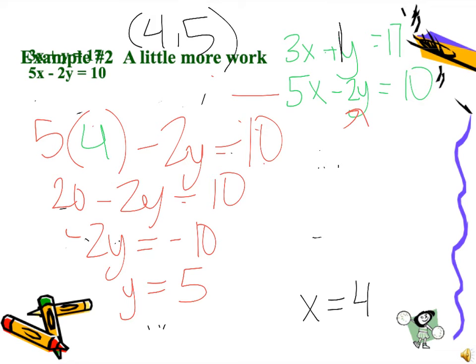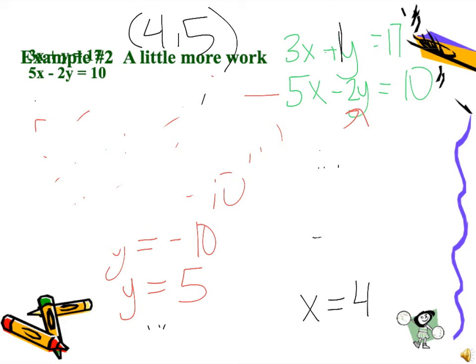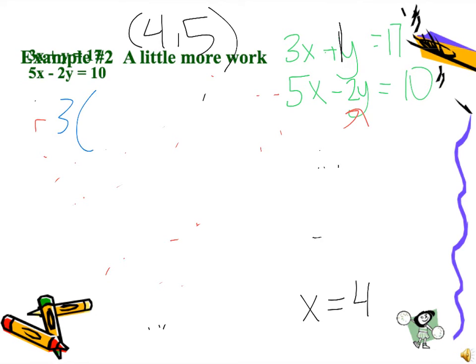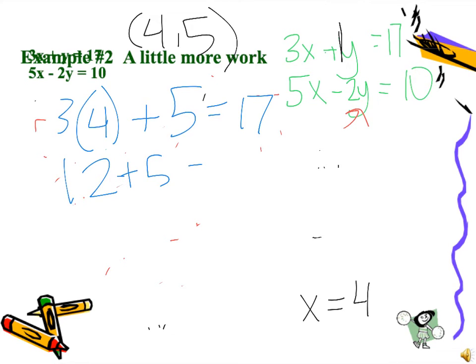Now let's check our ordered pair. So I'm going to erase again. I know it takes a while. And I'm going to check and see if it works. So I want to plug it into my first equation. 3 times x, which we said was 4, plus y, which we said was 5, equals 17. 3 times 4 is 12, plus 5, and it looks like our ordered pair works.